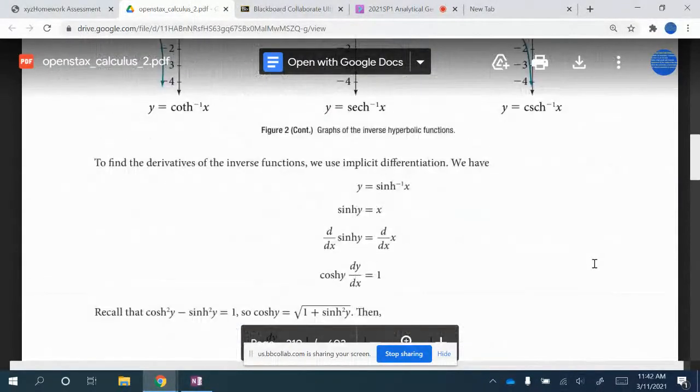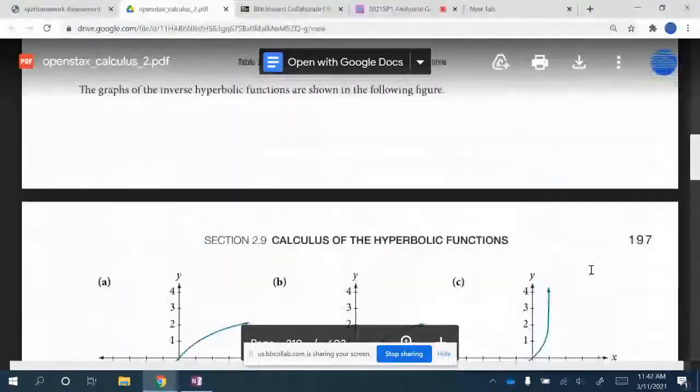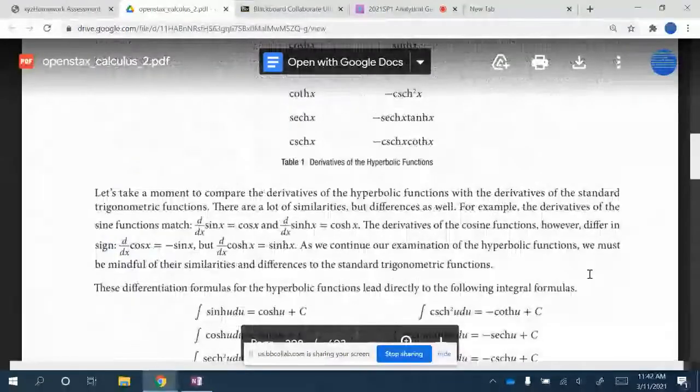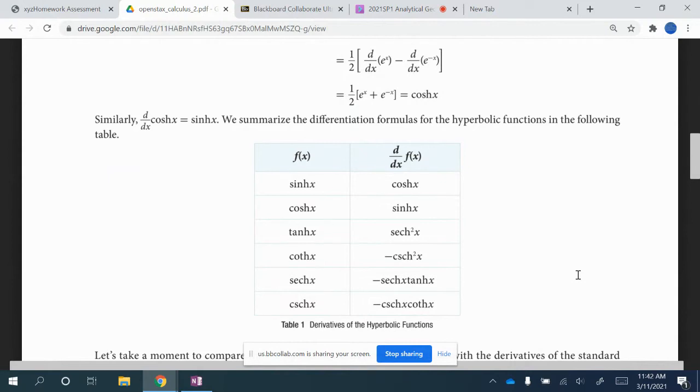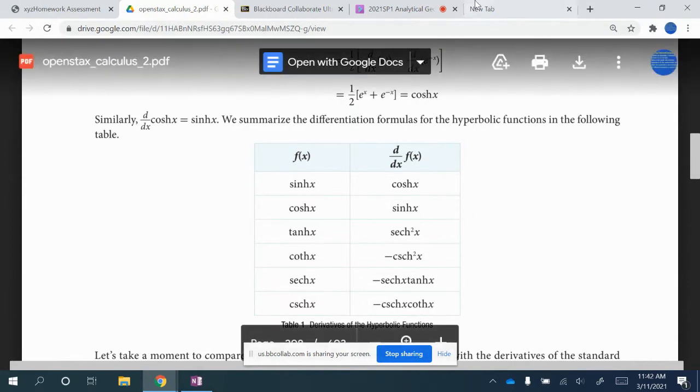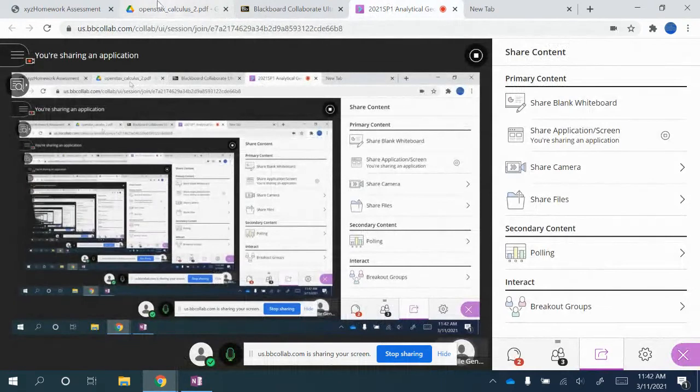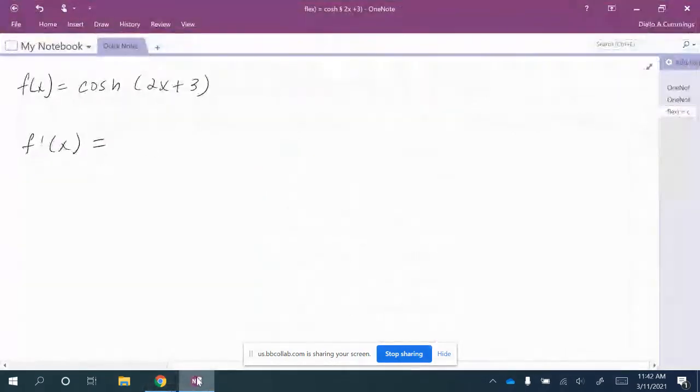All right, so I'm going to consult page 195 in the textbook. Right, notice that the derivative for hyperbolic cosine is hyperbolic sine. All right, so if I take the outside derivative, I'm going to have the hyperbolic sine of 2x plus 3. And this is the outside derivative.